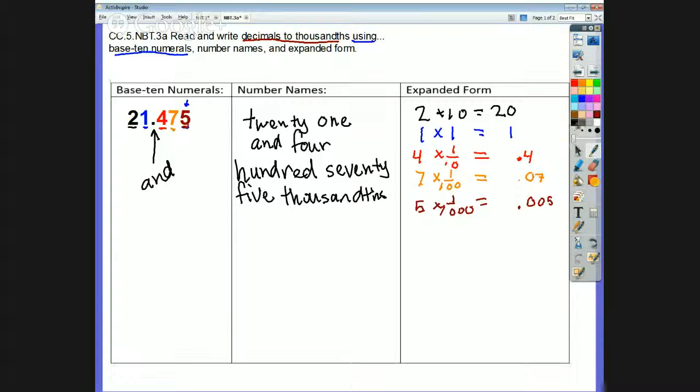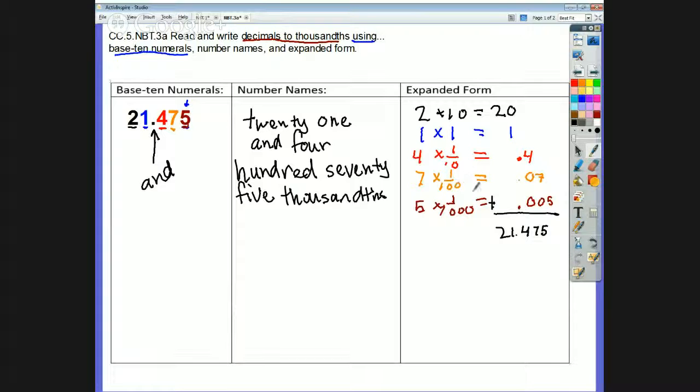So when we add this all up, in the end, we actually get our number. That's the point of expanded form. I've expanded it by all of its places. When I add the value of each place together, then I get my original 21 and 475 thousandths. Now, key to the expanded form is that we don't always write it like this.